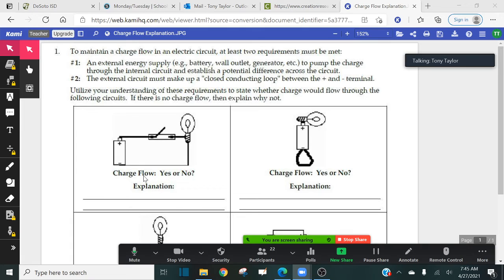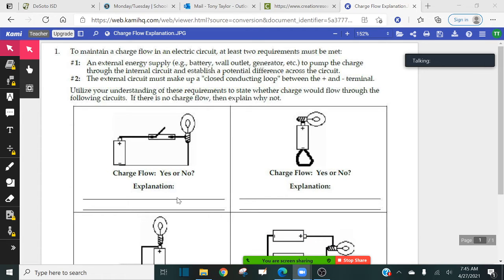Okay, someone sent me a private message and said no, and then the other person said yes. So I'm getting 2 different answers. Guys, if you said no, you are correct. There will not be any charge flow. Guys, give me just a second. There's someone at my door.